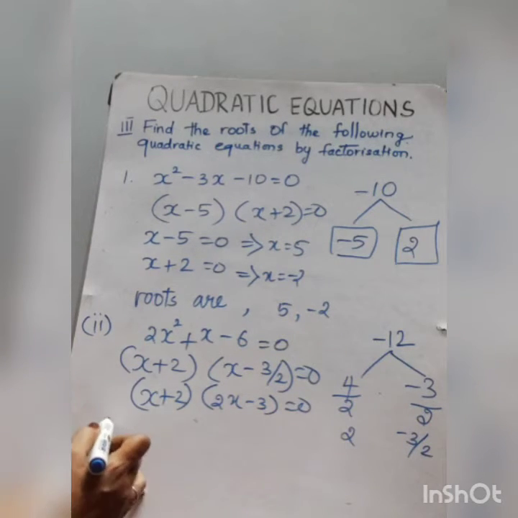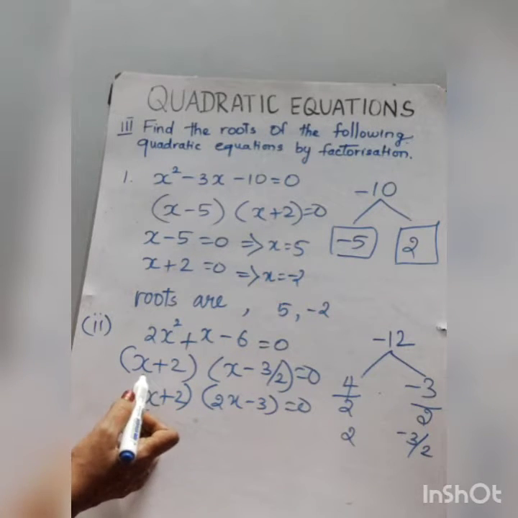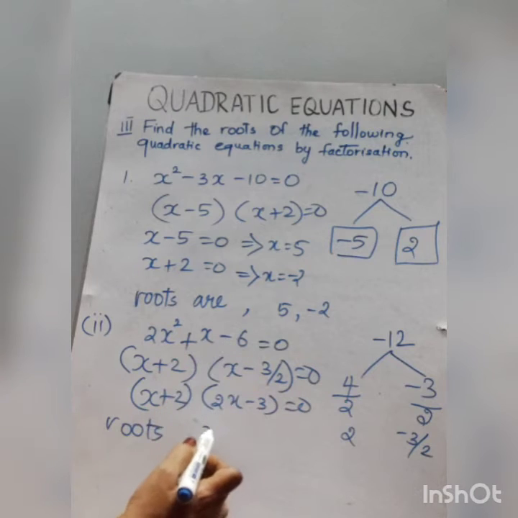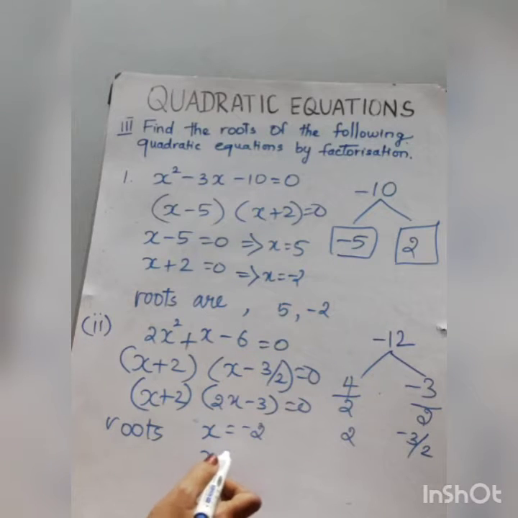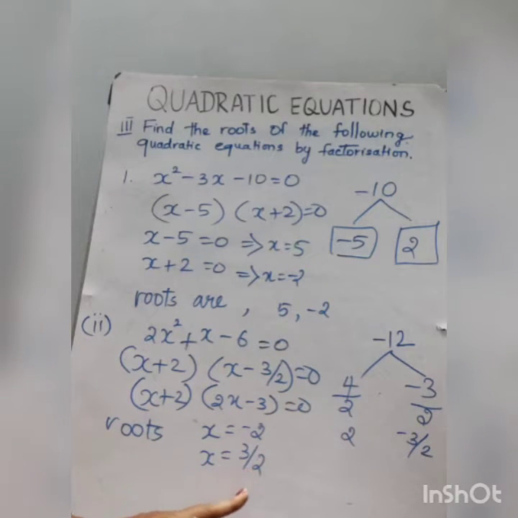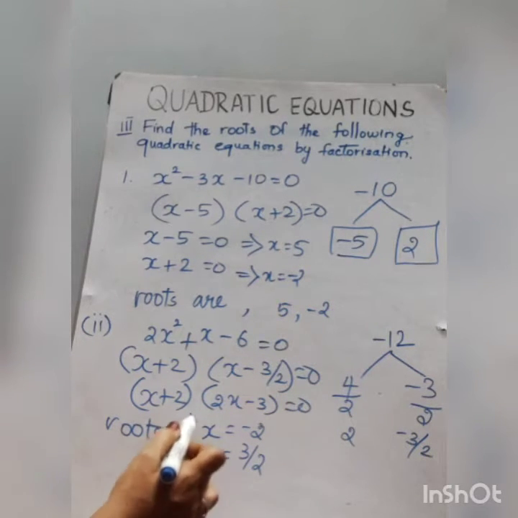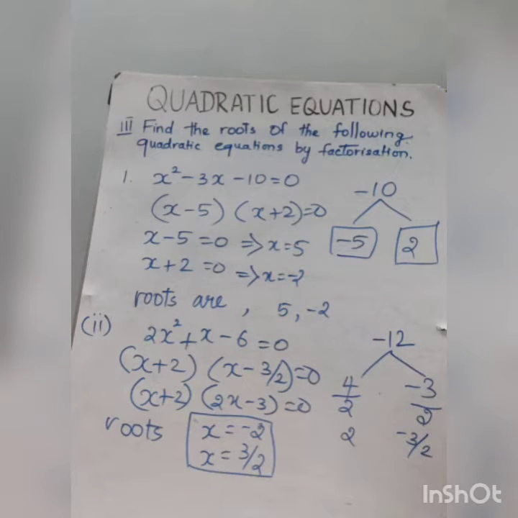But the actual solution roots are, when I equate this term to 0, x plus 2 is 0, I will get x is equal to minus 2. If I equate this factor to 0, I will get x is equal to 3 by 2. x minus 3 by 2 equal to 0 implies x is equal to 3 by 2. So these are the roots of this equation and the factors are like this.